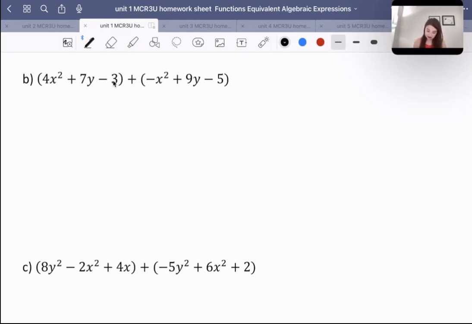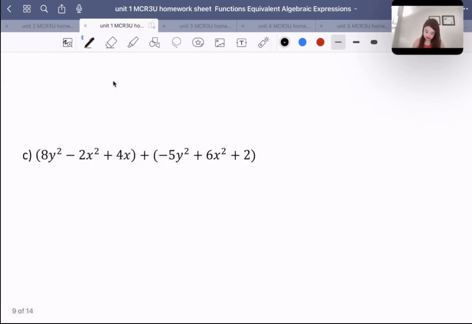Okay, so let's start with 4x squared minus x squared. Well, that's 3x squared. 7y plus 9y is 16y. And then -3 minus 5 is -8. So this is our overall solution here.